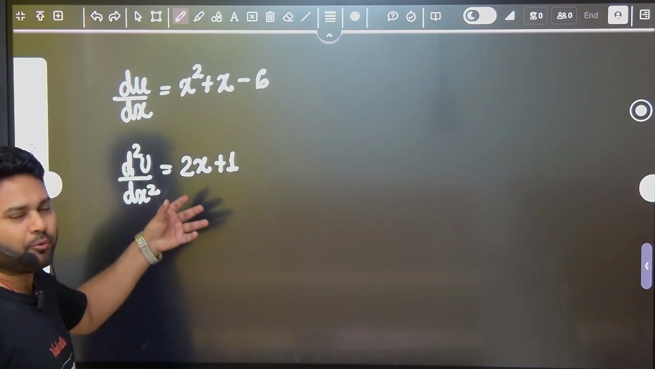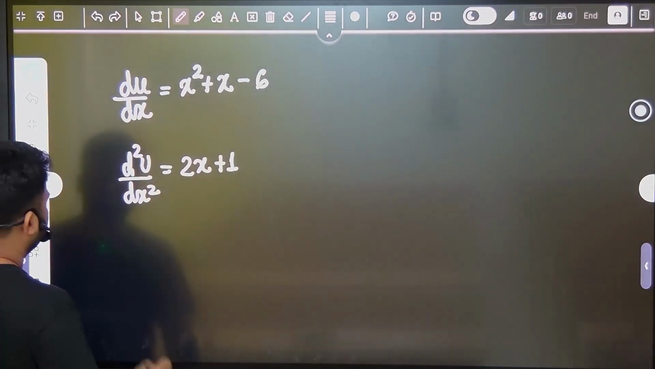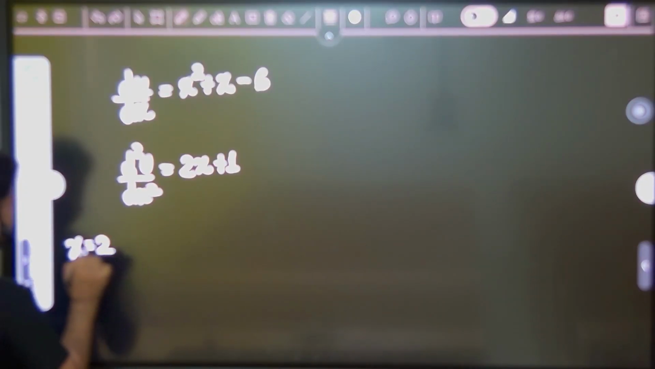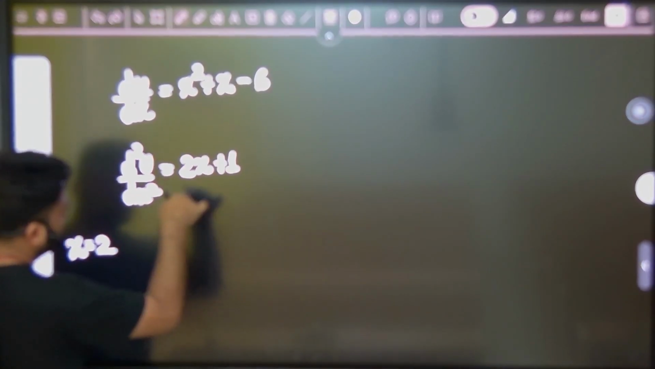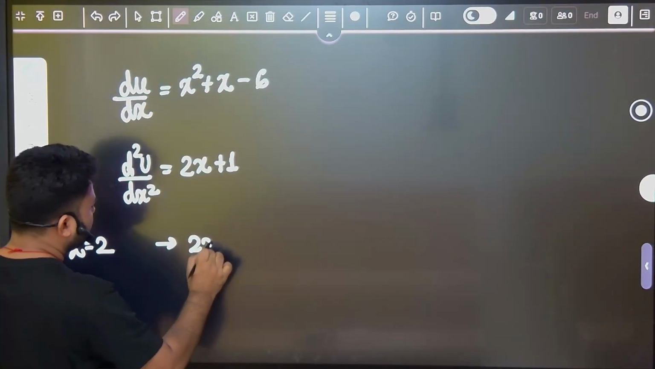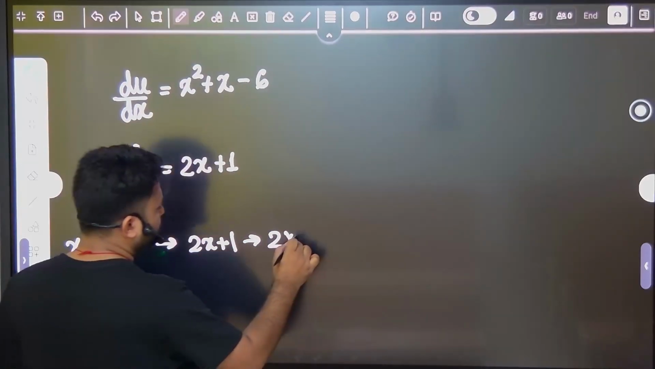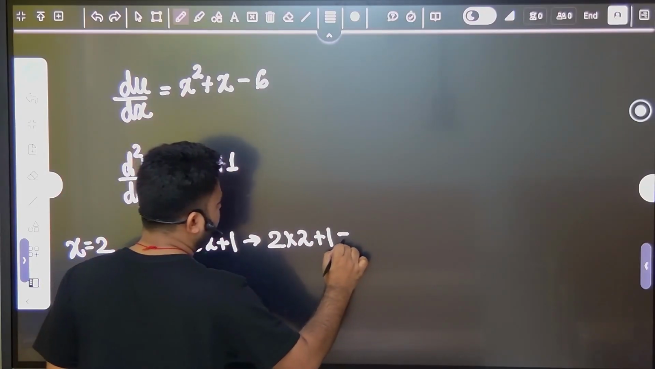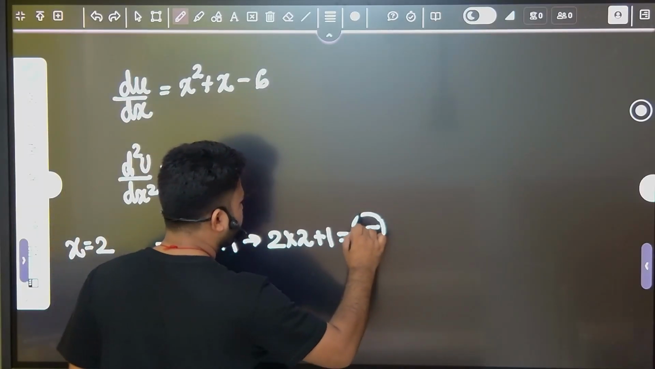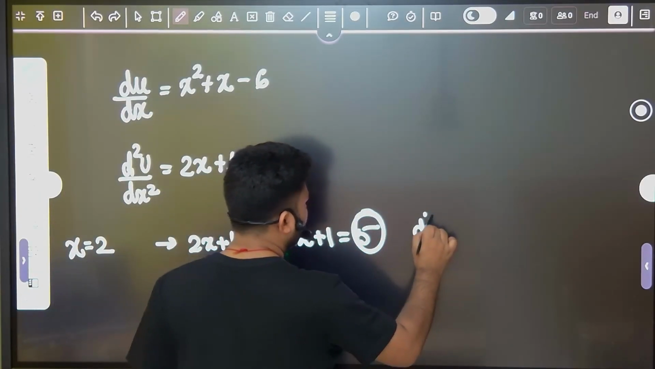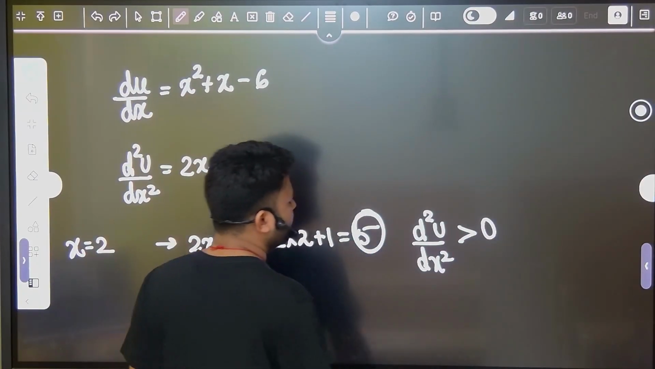Now check whether it is coming positive or negative. We got 2 points. Which points we got? x equals to 2 and x equals to minus 3. So let's put x equals to 2. If you put it in 2x plus 1, x equals to 2, 2 into 2 is 4 plus 1, 5 you are getting. So this number is positive. Your d2u by dx square value is coming positive, 5 greater than 0.